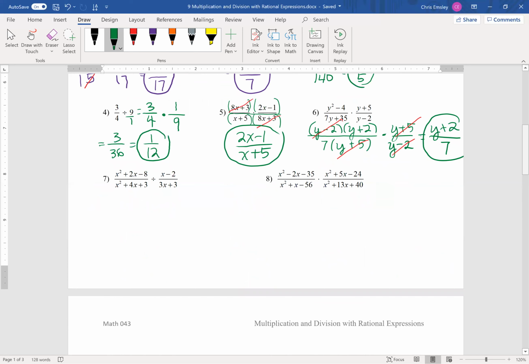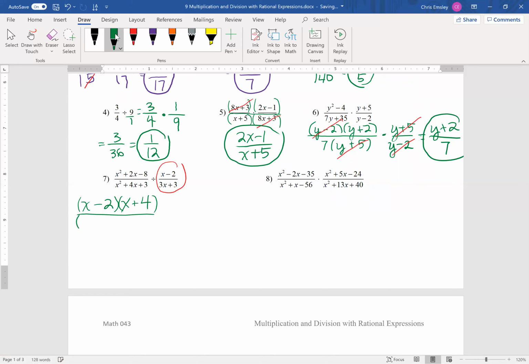Okay, notice number 7, all kinds of factoring that we can do there, and it's a division, so we are actually going to end up writing the reciprocal of this second fraction when we rewrite it. So let's just start factoring away. X squared plus 2x minus 8, well, that factors into x times x. 8 could be 2 times 4 or 1 times 8. But I need a 2 for my middle term. So to get a positive 2, that's a minus 2 and a plus 4.